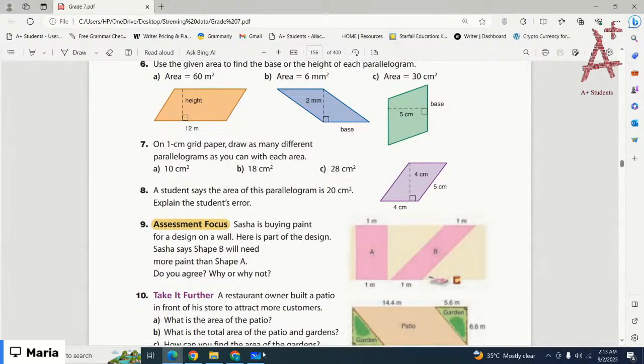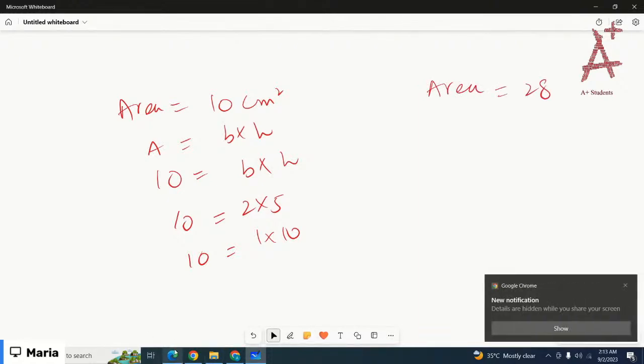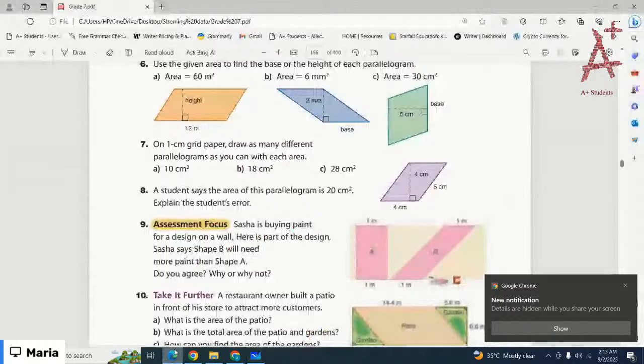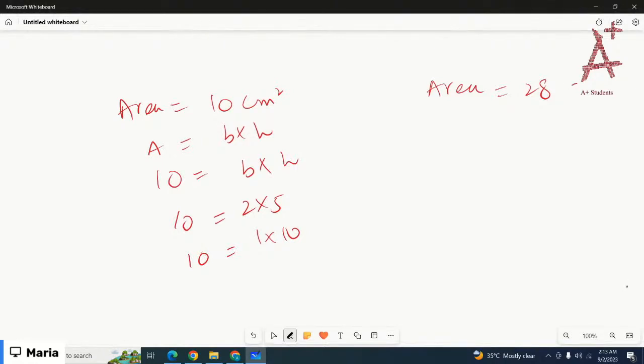So you have to draw a parallelogram whose area equals 28 centimeter square. So we know that area is the product of base and height, right? You are given the area 28. That means B and H, base and height, are the two numbers whose product is 28, right? So which two numbers have the product 28?